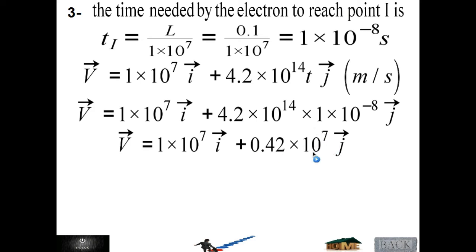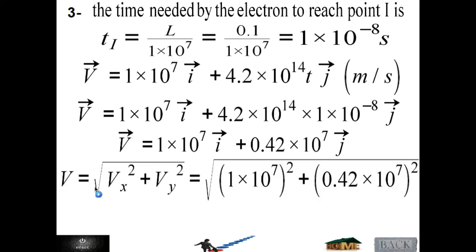We can now calculate the magnitude of the velocity by using the Pythagorean theorem. V equals the square root of Vx square plus Vy square, which is 1 times 10 to the power 7 squared plus 0.42 times 10 to the power 7 squared. The answer will be 1.1 times 10 to the power 7 meter per second.